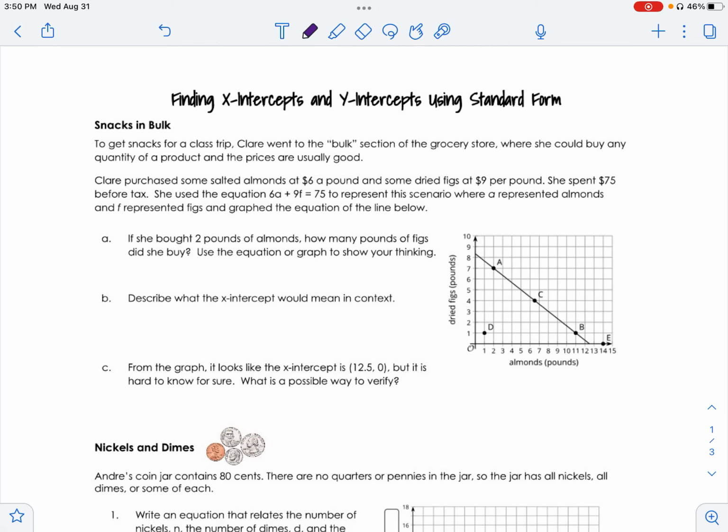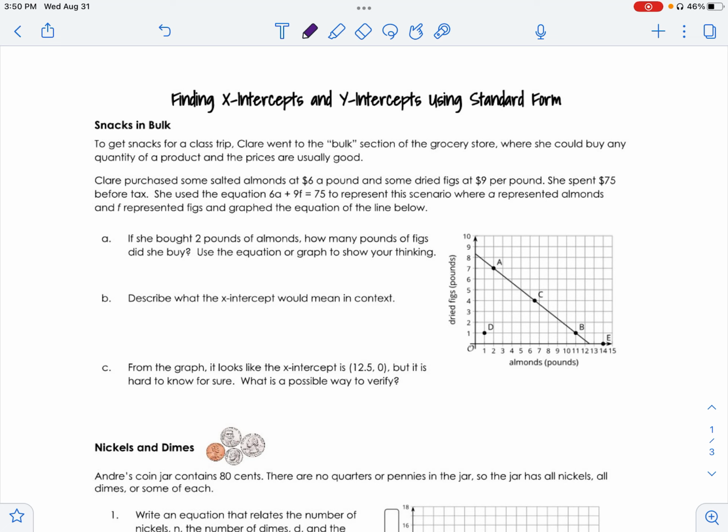Finding x-intercepts and y-intercepts using standard form. We're going to read this first problem, find snacks in bulk. To get snacks for her class trip, Claire went to the bulk section of the grocery store where she could buy any quantity of a product and the prices are usually good.